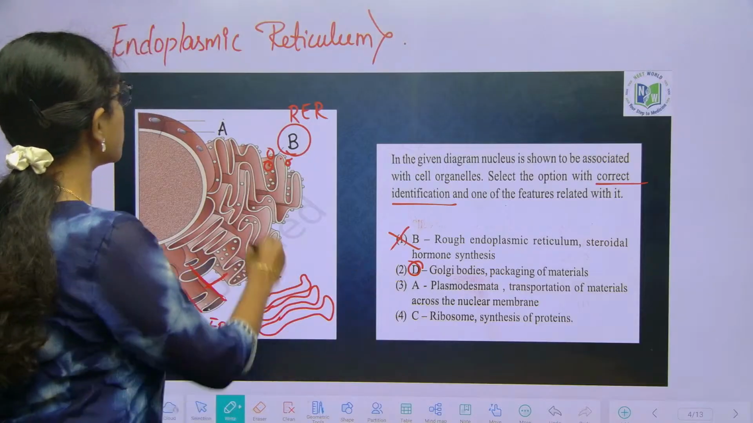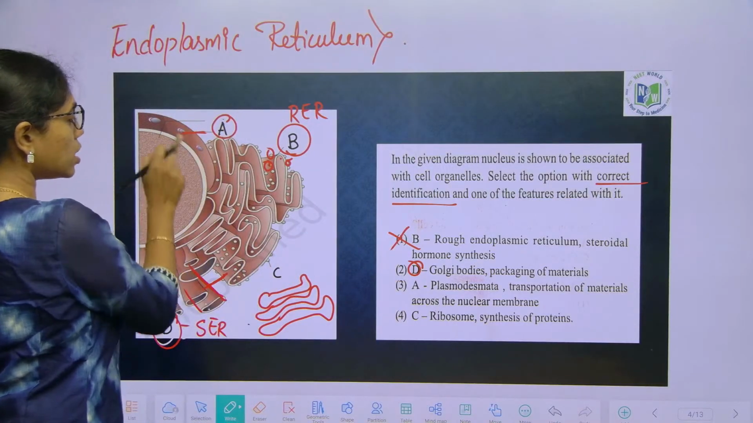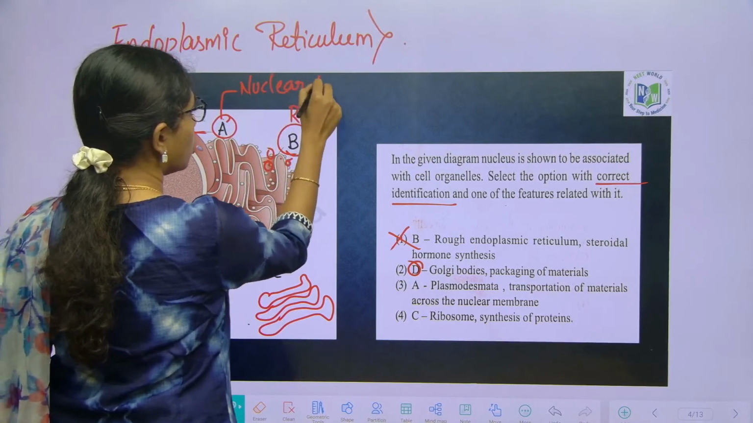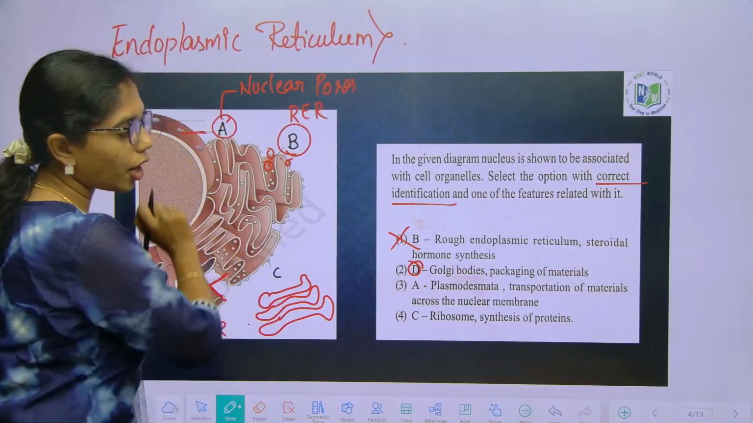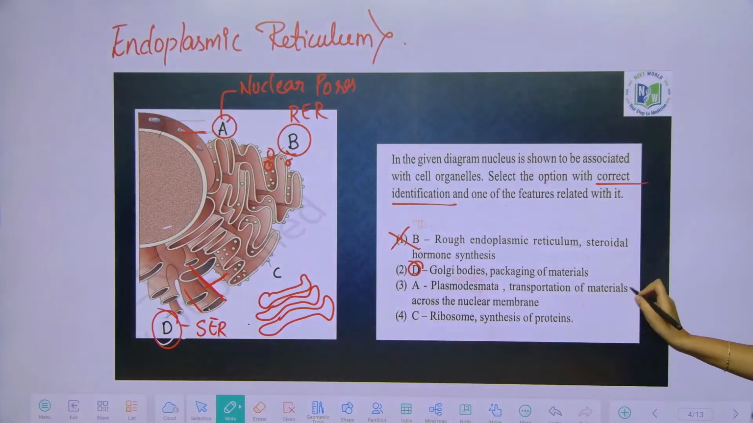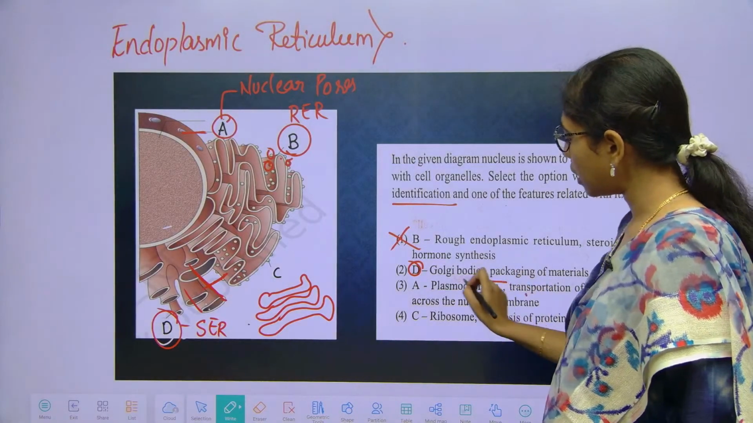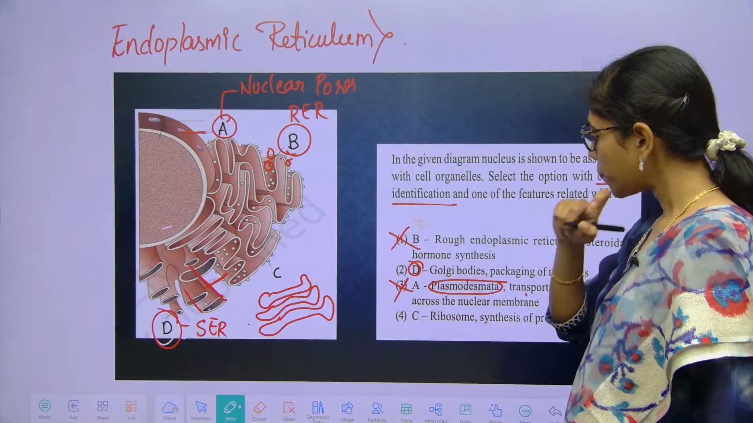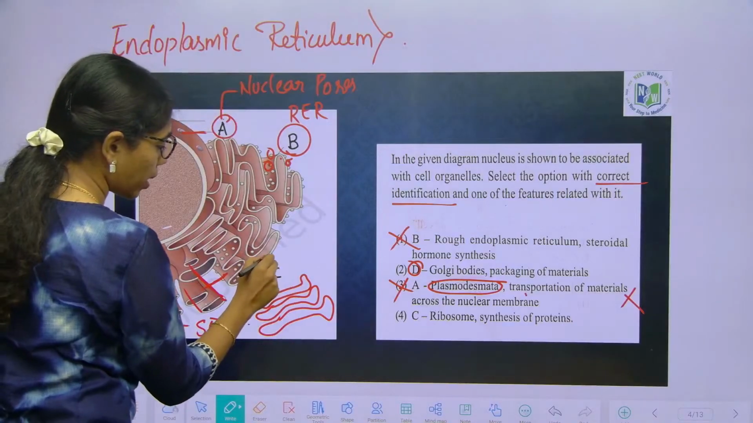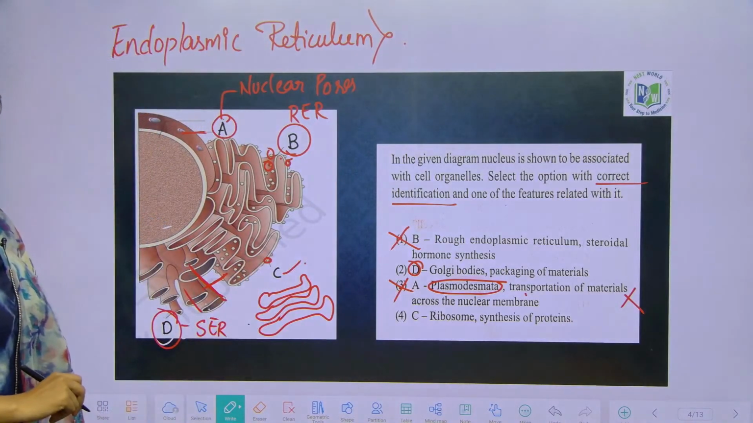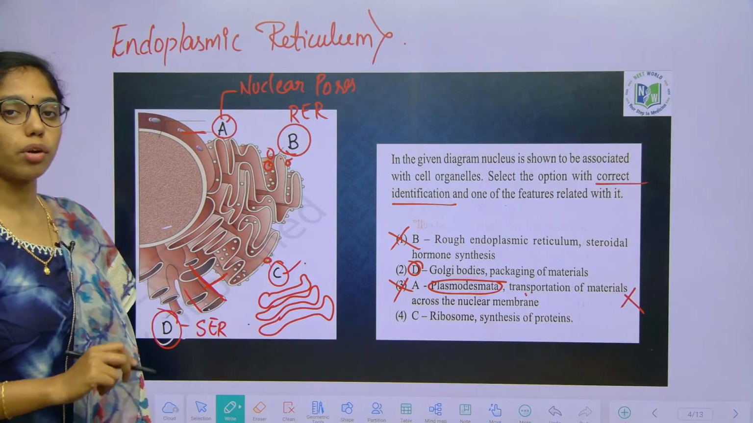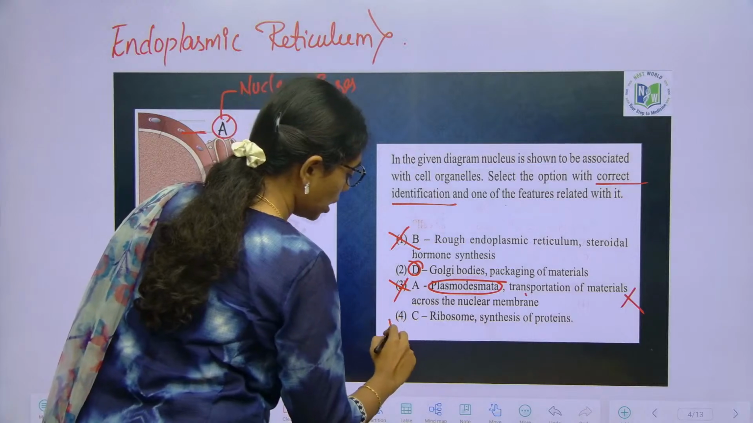Next, A, if you observe A, which are these pores. This is nucleus and these pores are what? Nuclear pores. These are not plasmodesmata. A is not plasmodesmata. Transport of materials across the nuclear membrane. Function is correct, but this is not plasmodesmata. And C, if you see, C is what? Ribosomes, correct, and this is involved in the synthesis of proteins. Ribosomes are purely involved in the synthesis of what? Proteins. So, option 4 is the right answer.